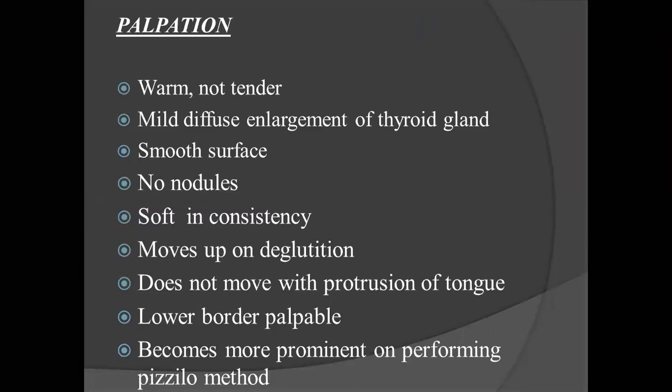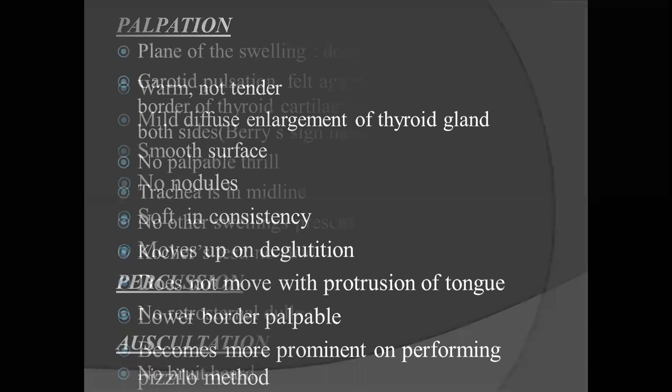Palpation. Right. Now you have the mild diffuse enlargement. Right, very good. Mild diffuse enlargement of the thyroid gland, smooth surface, no nodules, soft in consistency, moves upon deglutition, does not move with protrusion of tongue, lower border is palpable, becomes more prominent on performing Kocher's method. Right. We'll go one by one.